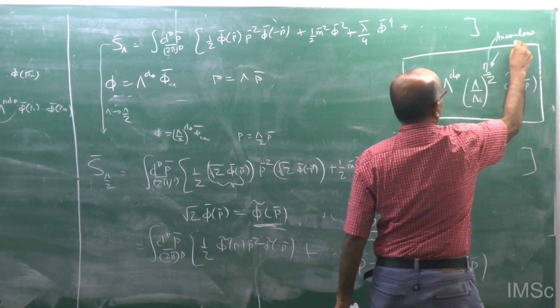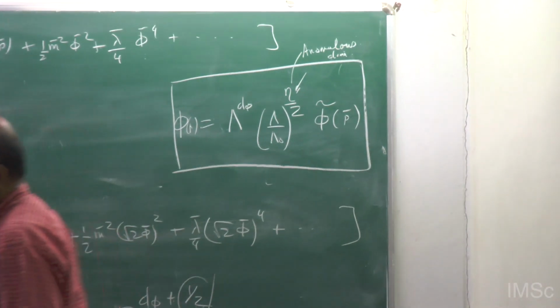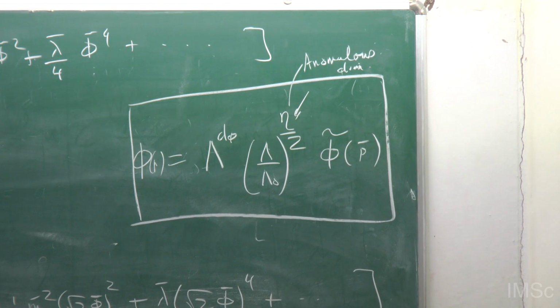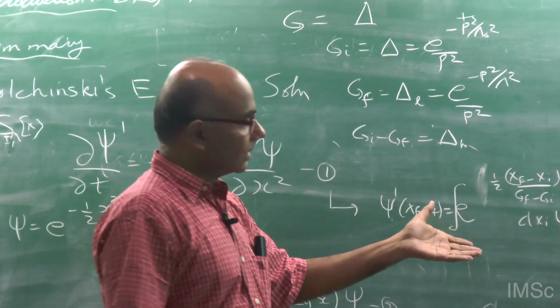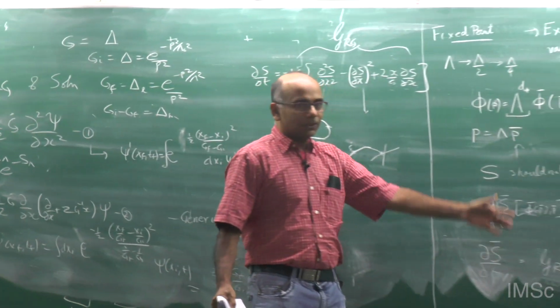Anomalous dimension. Now, of course, you can ask, why is this important? Because we said field redefinitions don't really matter. It doesn't change the physics. But it matters if you're looking for a fixed point and you want to write an equation like this, you have to keep track of that.